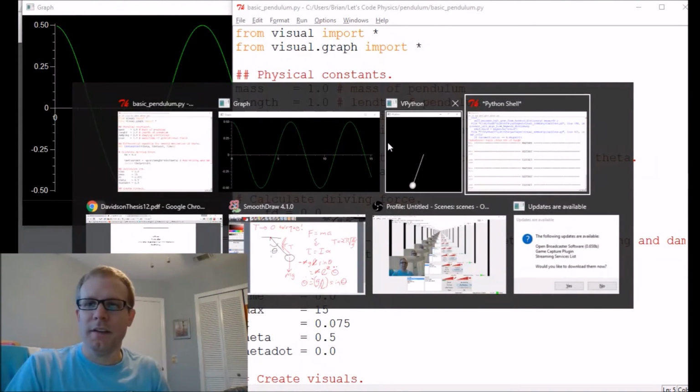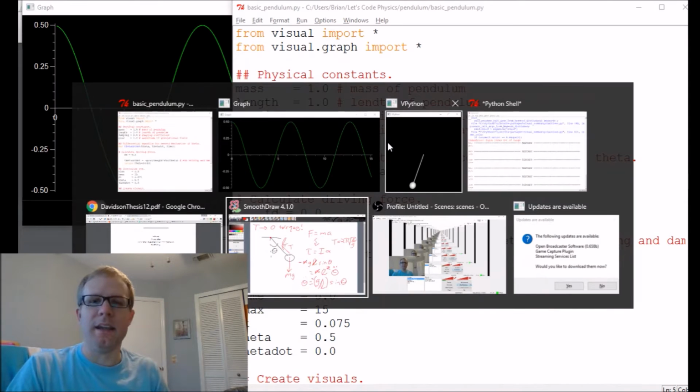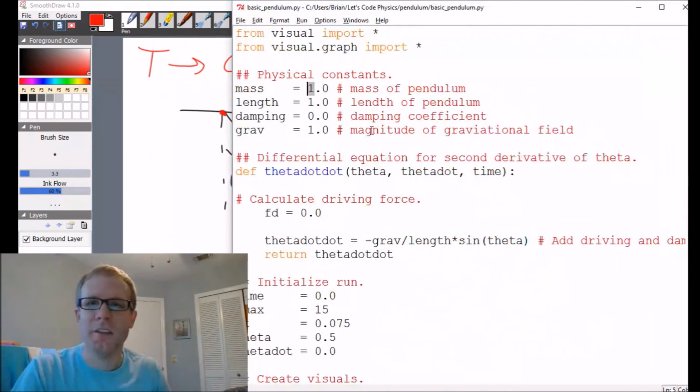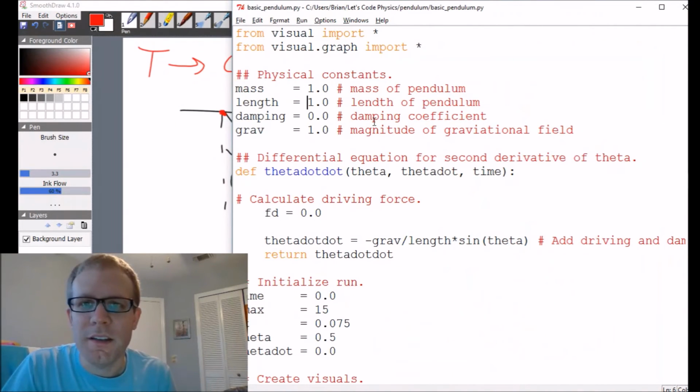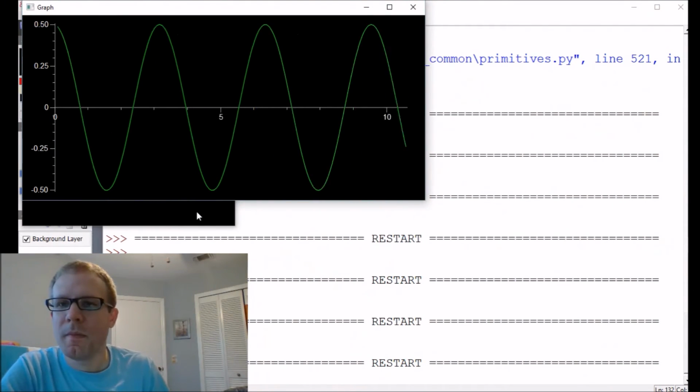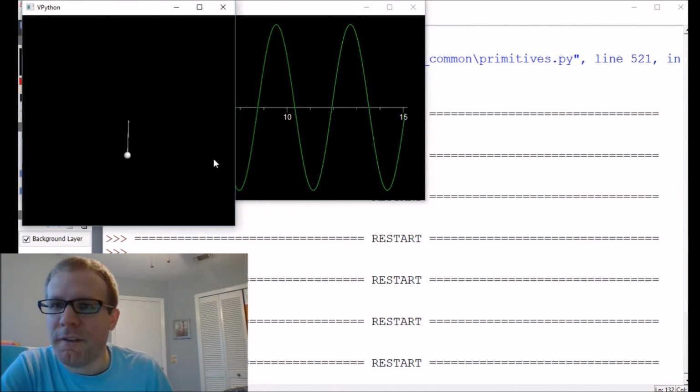So let's say I want to cut the period in half. I would have to cut this thing by a factor of 4 because it's under a square root. So if I want the whole thing to get cut in half, I need to cut the L by a factor of 4. So let's decrease the length by a factor of 4. So you notice it's swinging a lot faster now.